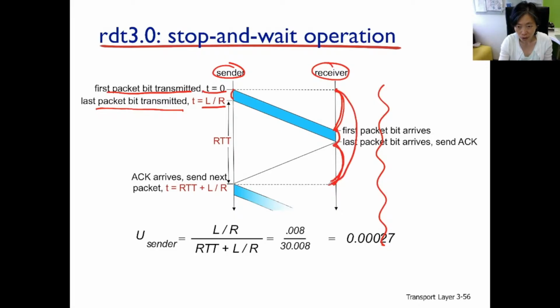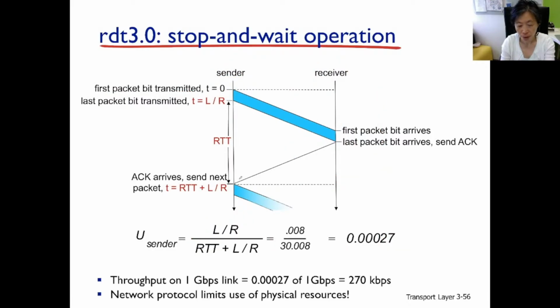This is one cycle. Within a cycle, the sender is active for only this amount of time. Only this amount of data is being transmitted, while the entire duration, the sender could just keep pushing bits out onto the network interface. So you see again, the network utilization is L divided by R over the entire term, RTT plus L divided by R. Very low utilization. And that low utilization translates here: the throughput on the 1 gigabit link is only 270 kilobits per second. This is not even enough to send any video that would be sensible.